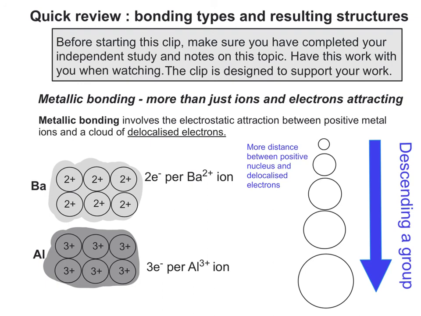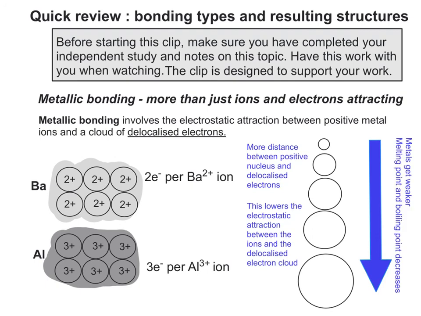So if we think about descending a group of metals, such as group 1 or group 2, there's obviously more distance between the positive nucleus and the delocalized electrons. This gives you electrostatic attraction being lowered between the ions and the delocalized electron cloud. So metals get weaker, and then the melting point and the boiling point as a result decreases.